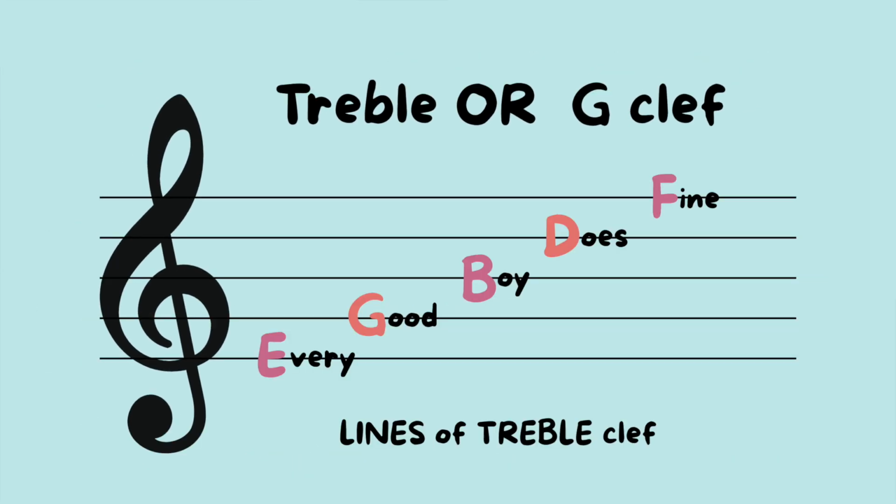The lines on the staff will be E, G, B, D, F. As musicians, we like to use acronyms to help us memorize and get the notes down. So for the lines, again, I like to use my hand and I like to use the acronym, Every Good Boy Does Fine.